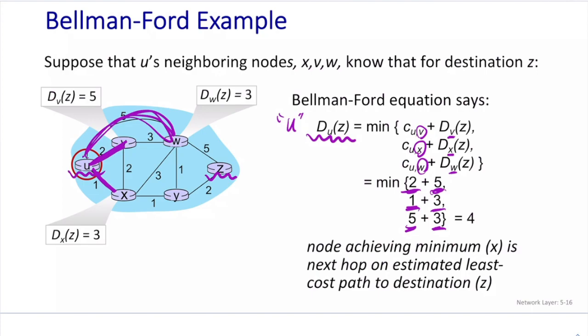X will tell you DXZ is 3. W will tell you DWZ is 3. And then we can simply do the math and say, okay, then I know if you would like to go to Z, it should forward the packet to X, because X should have a minimum path.